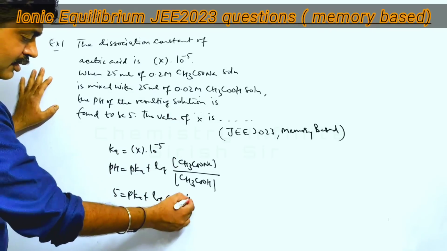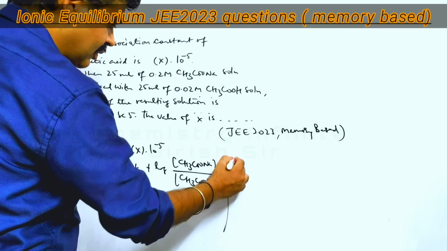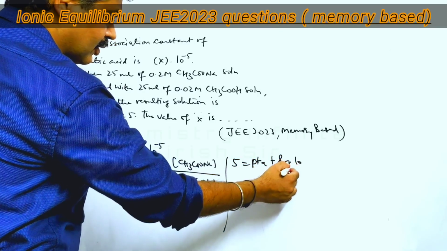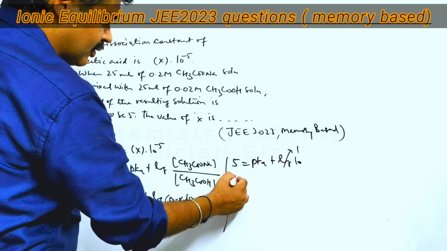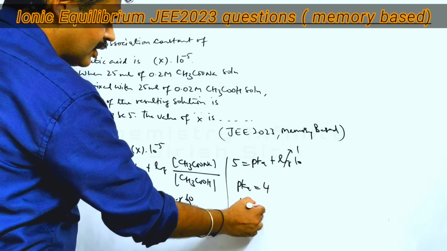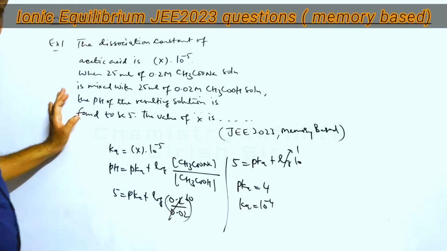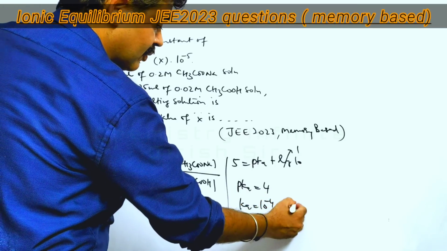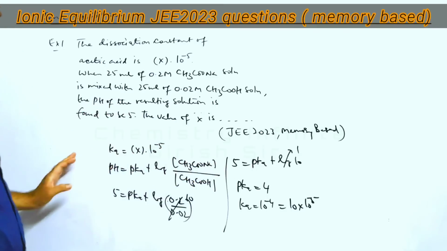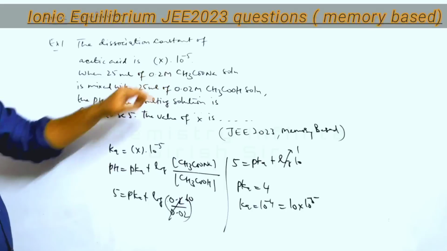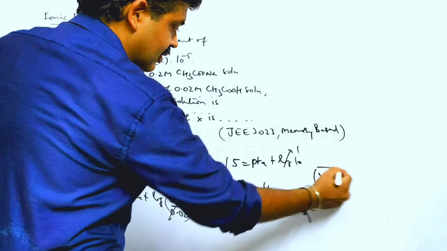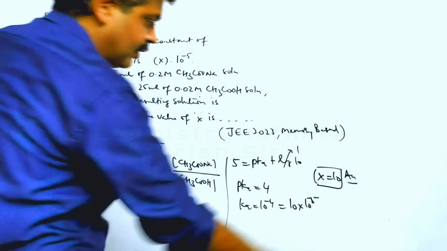The ratio of these two is 10, so I can now write 5 equals pKa plus log 10. Log 10, I hope everyone knows, is 1. So from here you will get pKa equal to 4. Hence the value of Ka is 10 raised to minus 4, which can be written as 10 into 10 raised to minus 5, as specified in the question, x into 10 raised to minus 5. So you compare and you get the value of x as 10. This is the answer.